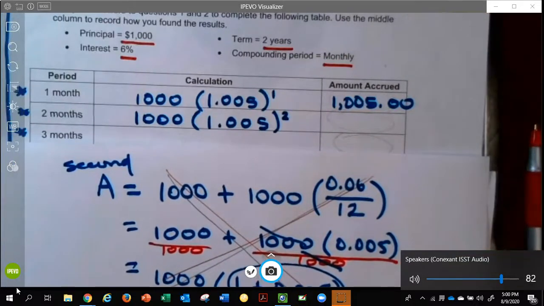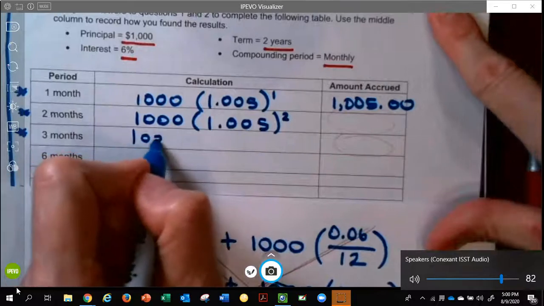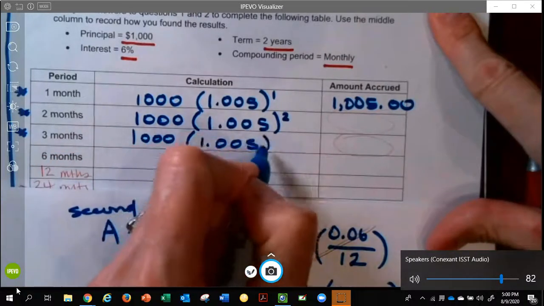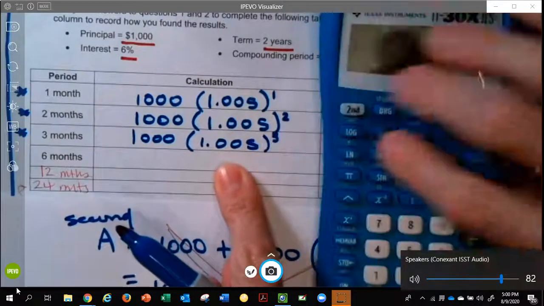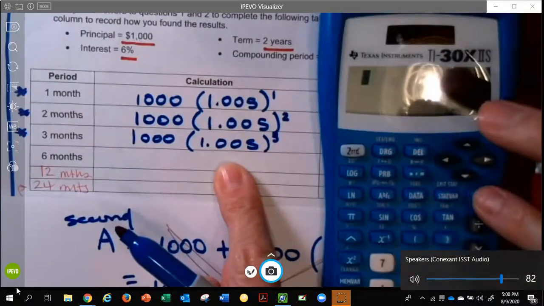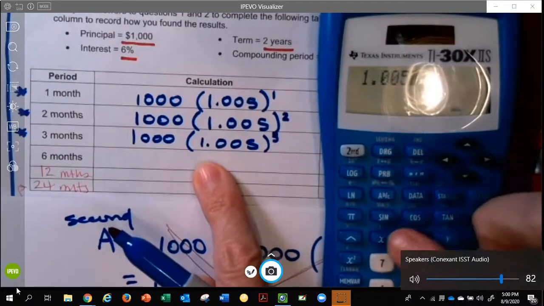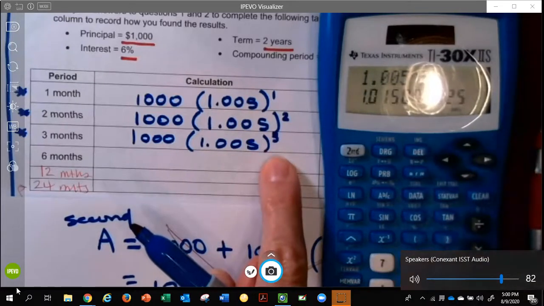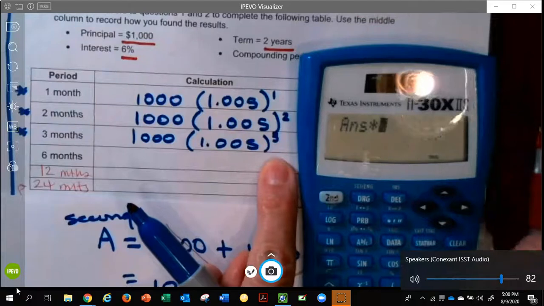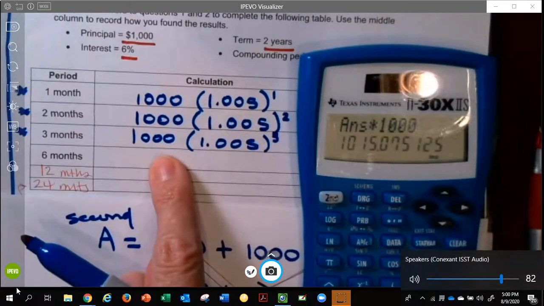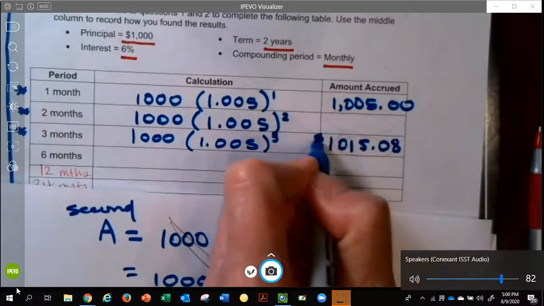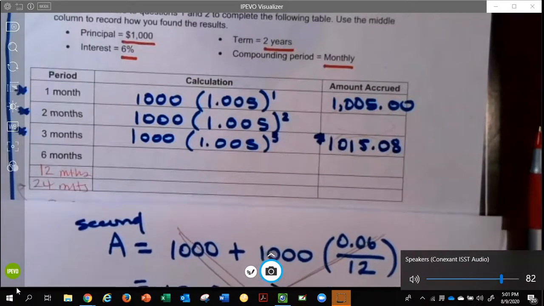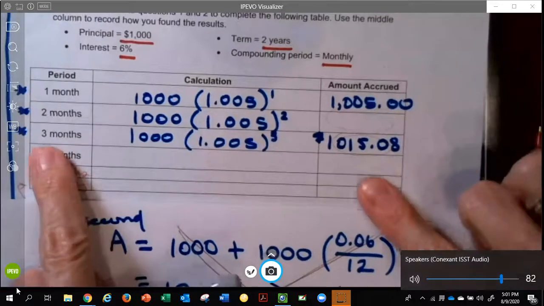And as you might predict, when I throw in a third one, it's going to be 1,000 times 1.005 to the 3. And that's all wonderful and beautiful. And I'll go ahead and calculate this one. And so to calculate this one, clear, I'll do 1.005, send it up to the third power, hit equals, times my 1,000 to begin with. And when I hit equals, that gets me 1015.08. So $1,015.08.